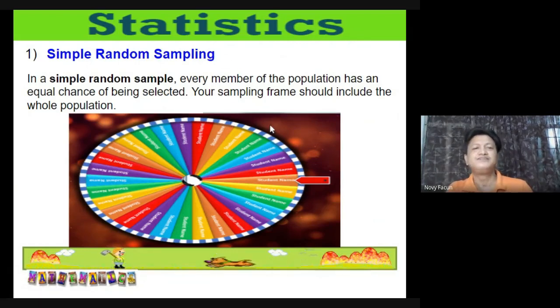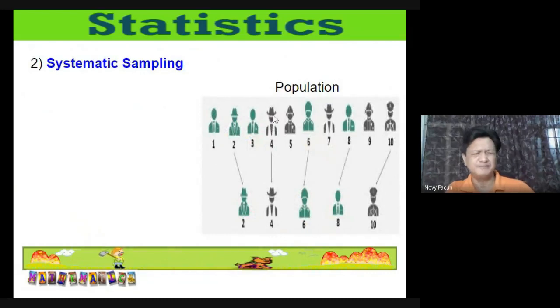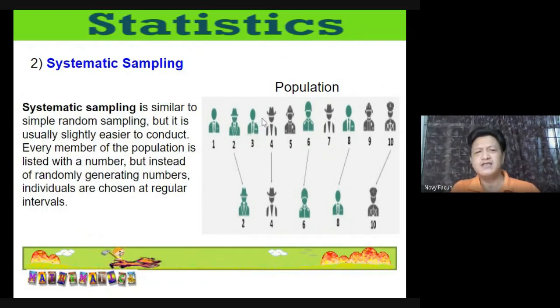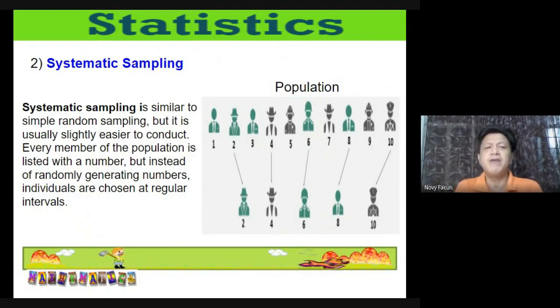Okay, so, and another, we have the systematic sampling. Pag sinabi naman natin systematic sampling, ito yung similar to simple random sampling, but it is usually slightly easier to conduct because every member of the population is listed with a number.